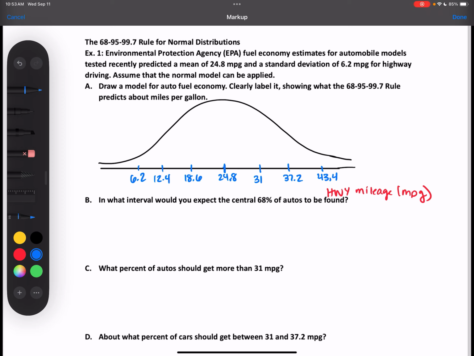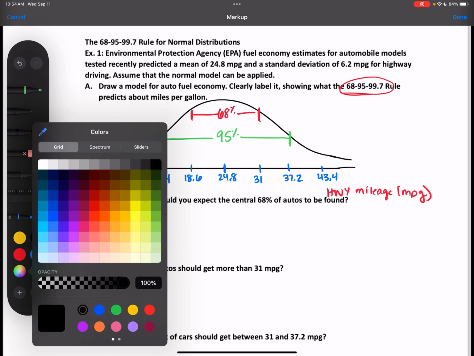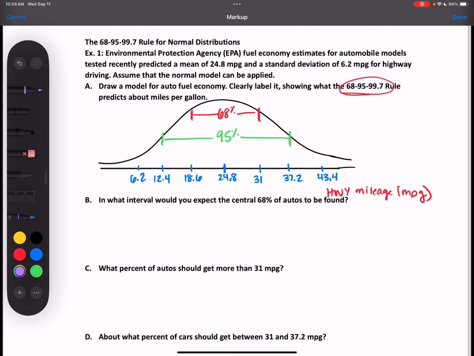So then I'm going to go through and label this with the 68, 95, 99.7 rule. So being 1 standard deviation away, that is 68% of our data. And so I just do it like that. 2 standard deviations away is 95% of our data. And then 3 standard deviations away is 99.7% of our data.